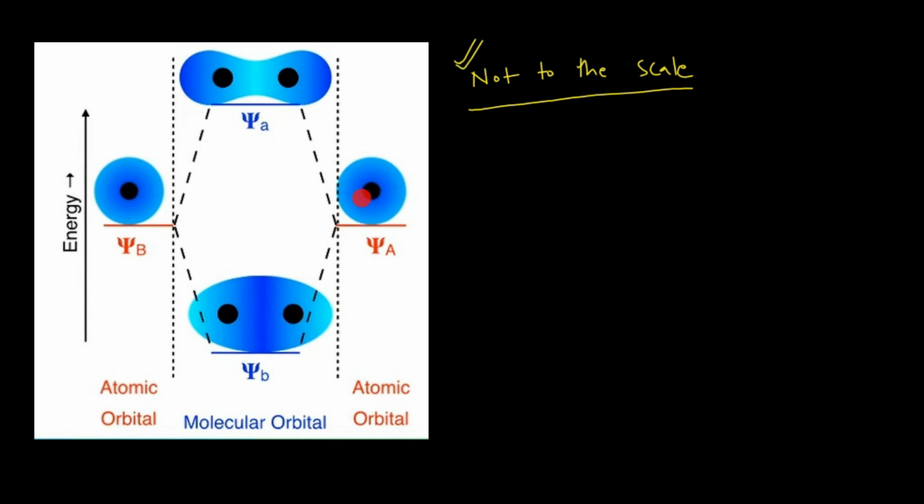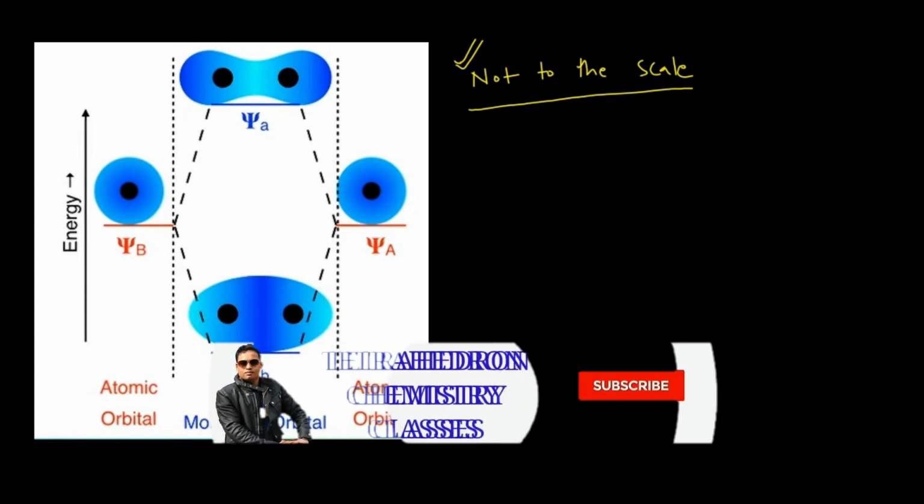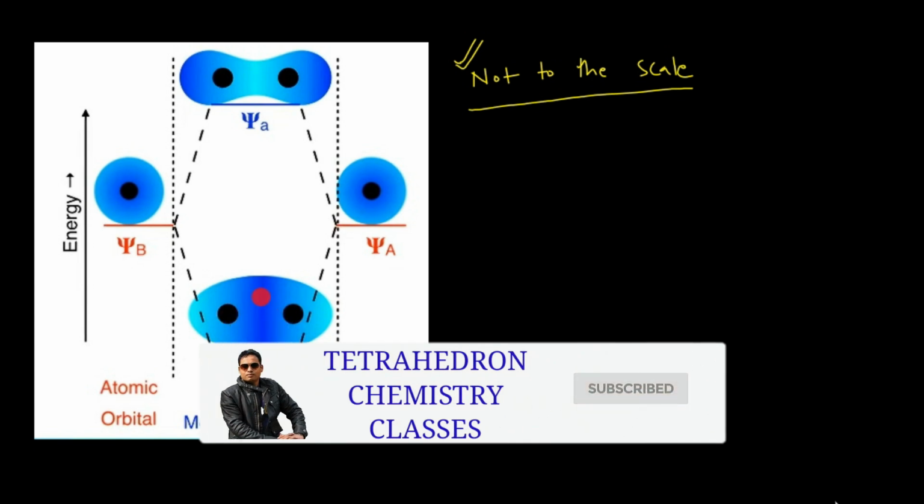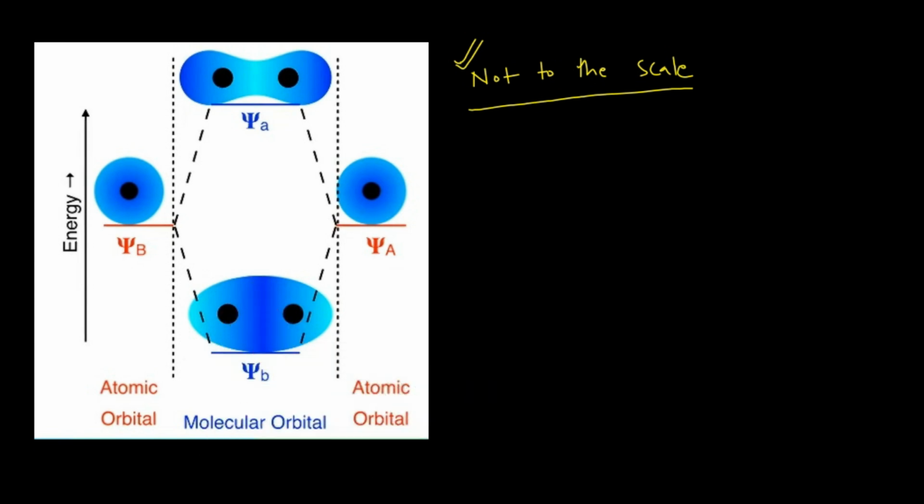First of all, I am adding together psi A plus psi B, and this will form the psi bonding molecular orbital: psi squared equals psi A squared plus psi B squared plus 2 psi A psi B. Due to this increased electron density between the two nuclei, this molecule is quite stable, because these nuclei are screened by the electrons, so their energy is low.